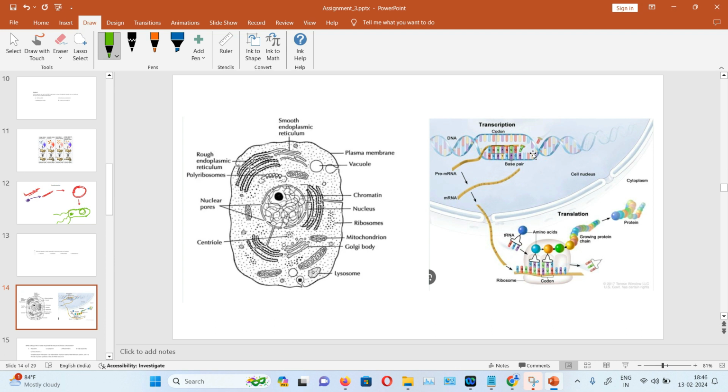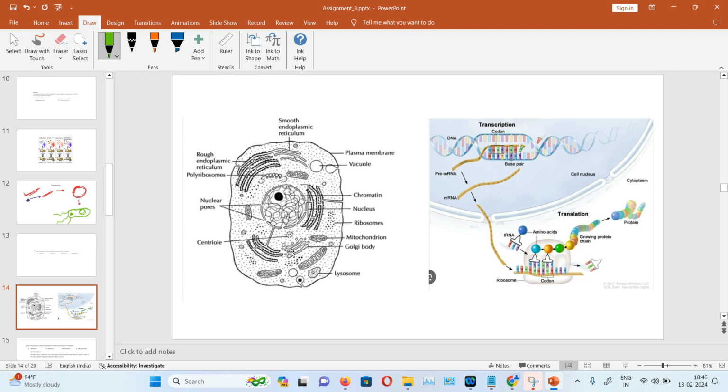And each three nucleotide bases actually correspond to one amino acid. This mRNA, or messenger RNA, passes through the nuclear pores and reaches the cytoplasm. In the cytoplasm, this has to be decoded to form the particular protein.